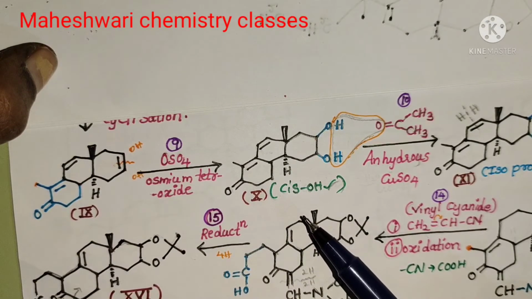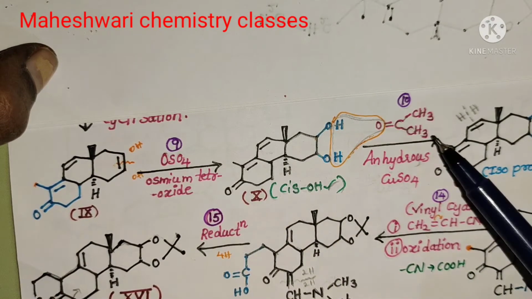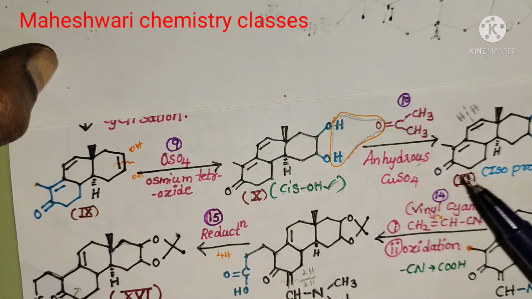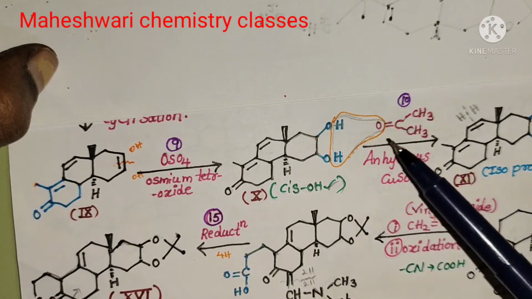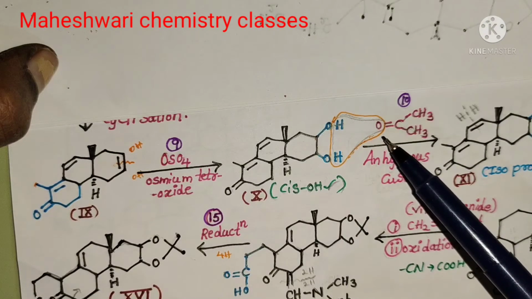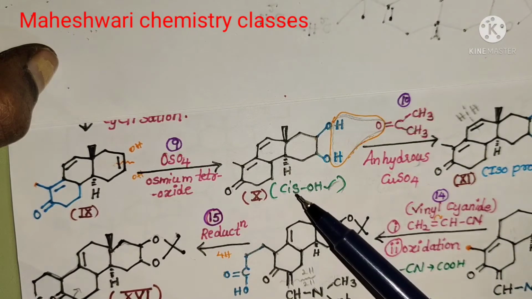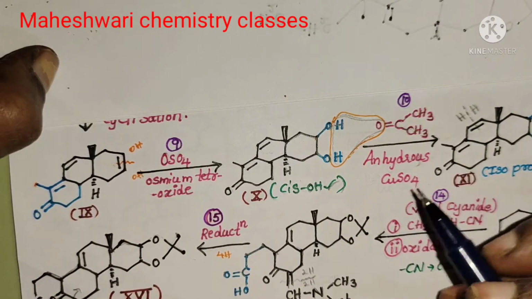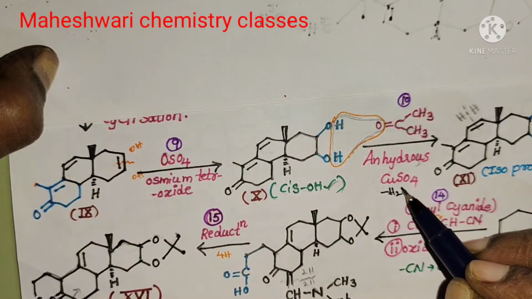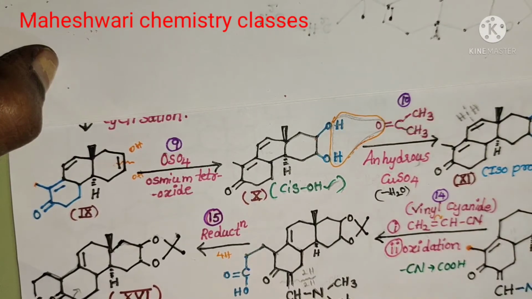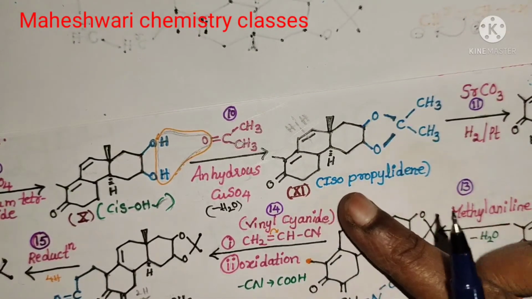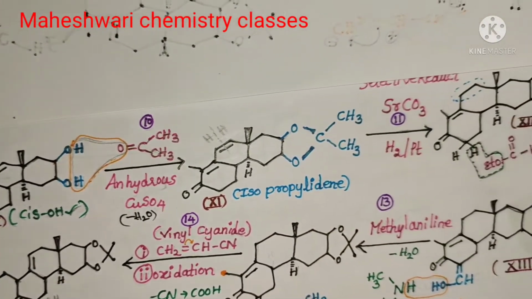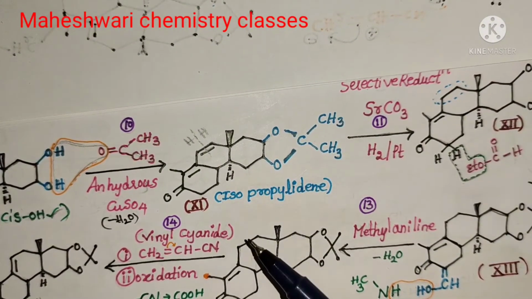It again reacts with acetone in the presence of anhydrous copper sulfate. At that time it eliminates a water molecule from acetone. This is oxygen, and from these two cis hydroxides, these two hydrogens are eliminated and an H2O water molecule is eliminated, and forms an isopropylidene compound like this. So this isopropylidene compound is our 11th compound.